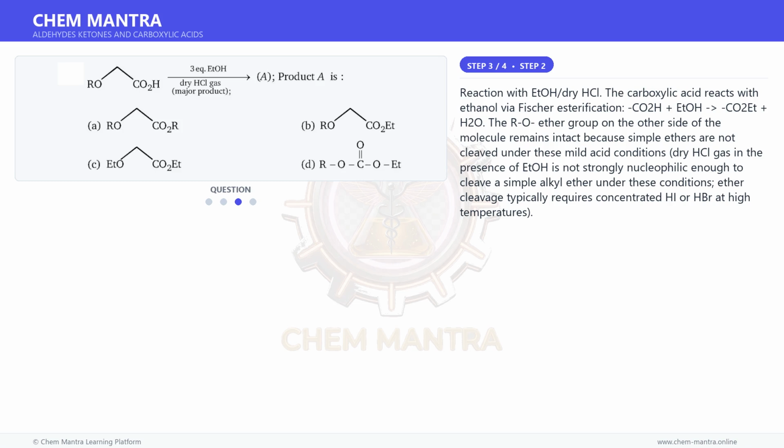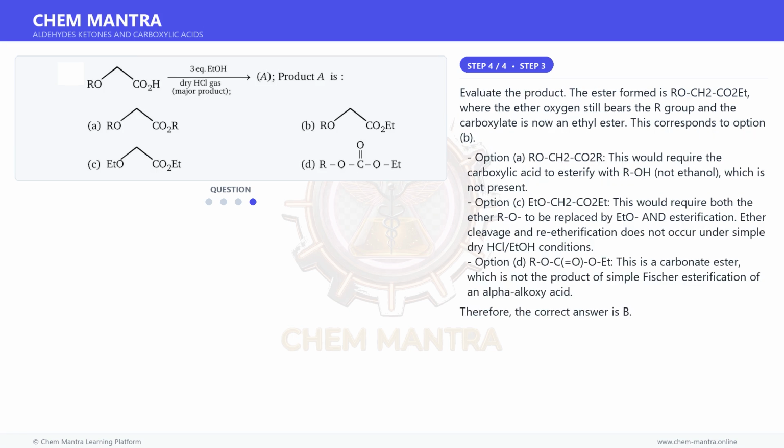Moving on to the next step. Reaction with EtOH, dry HCl. The carboxylic acid reacts with ethanol via Fischer esterification, CO2H plus EtOH gives CO2Et plus H2O. The RO ether group on the other side of the molecule remains intact because simple ethers are not cleaved under these mild acid conditions. Dry HCl gas in the presence of EtOH is not strongly nucleophilic enough to cleave a simple alkyl ether under these conditions. Ether cleavage typically requires concentrated HI or HBr at high temperatures.